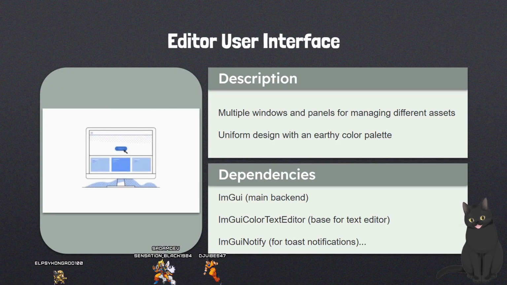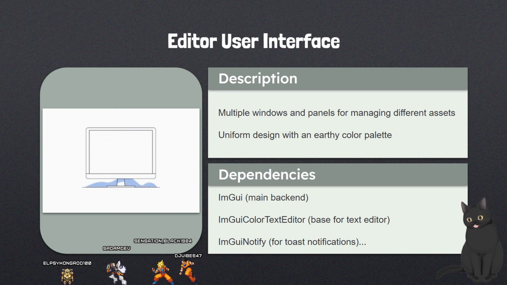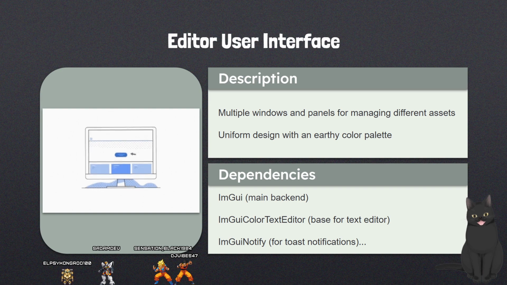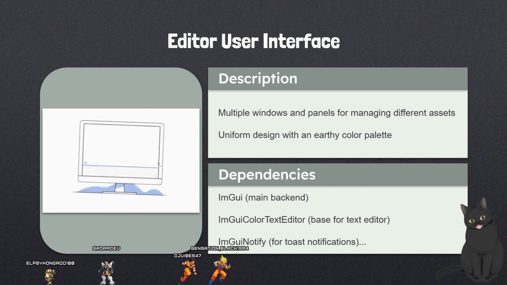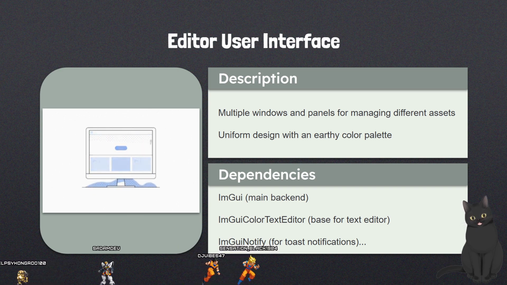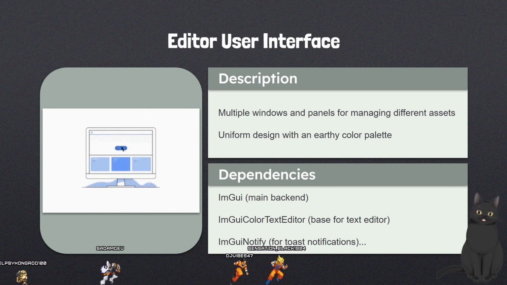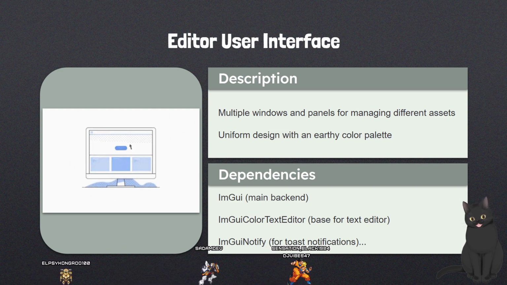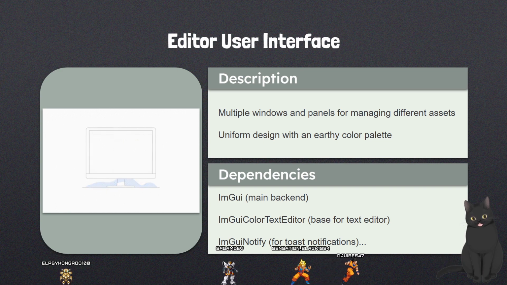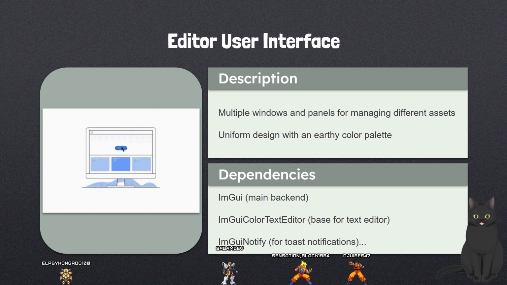All right. So the first one, I think the biggest one everyone sees when they see the engine, is the editor user interface, right? It's written in ImGui. I've written a lot of code on top of ImGui, so it looks a lot different from typical ImGui code bases. There are multiple windows and multiple panels for managing different assets that exist in the engine. And I have a very specific design format with an earthy color palette that I found online. So let me go ahead and show you.